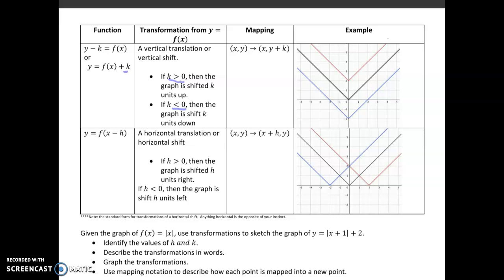So the equation of the red graph is y is equal to f of x plus 2. Now in point notation, for the red graph, we started off with a point x, y, and this got transformed into the point x, comma, y plus 2.